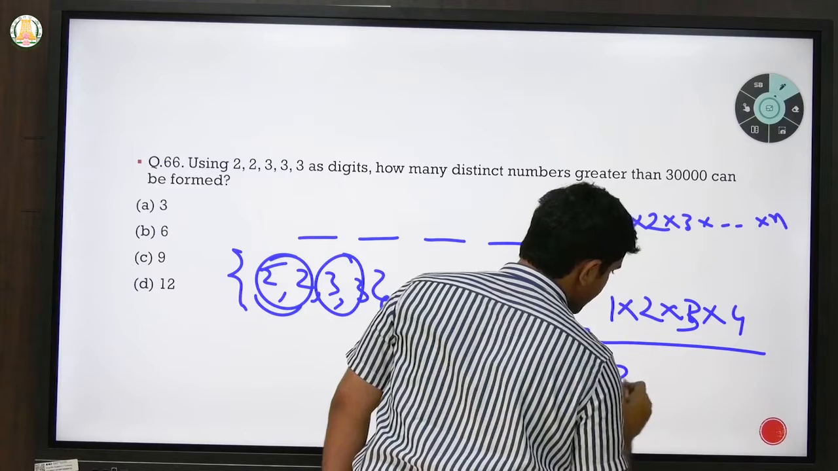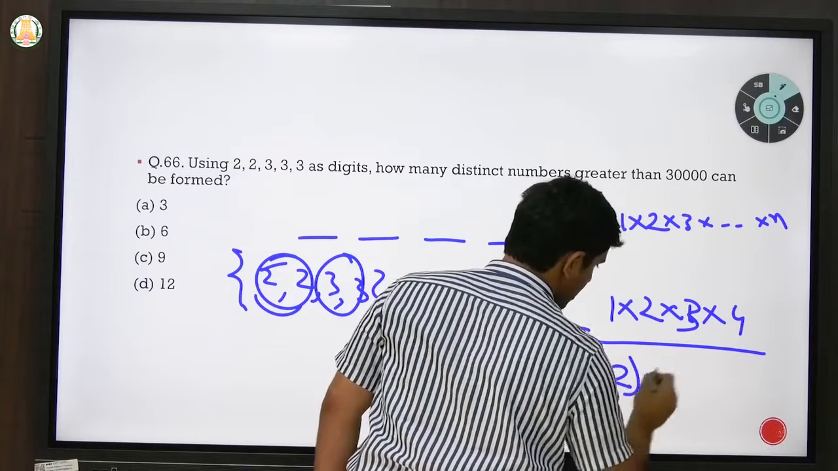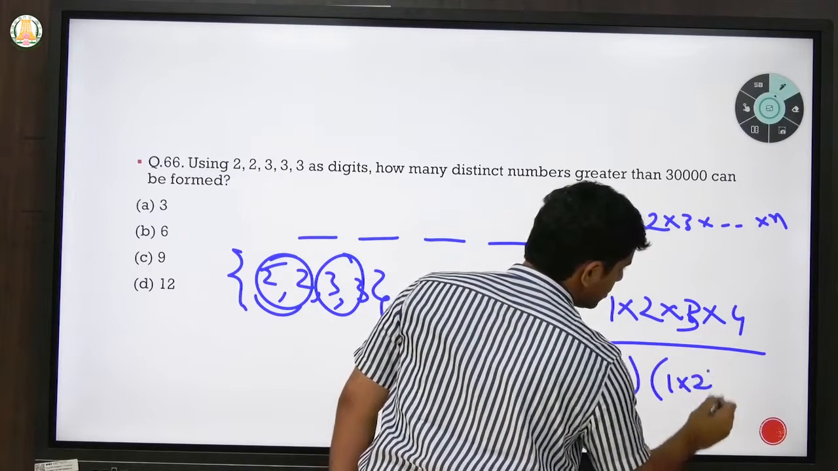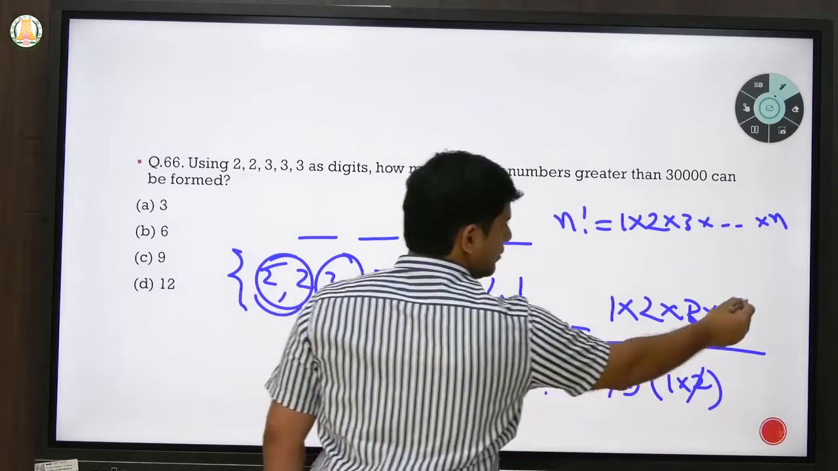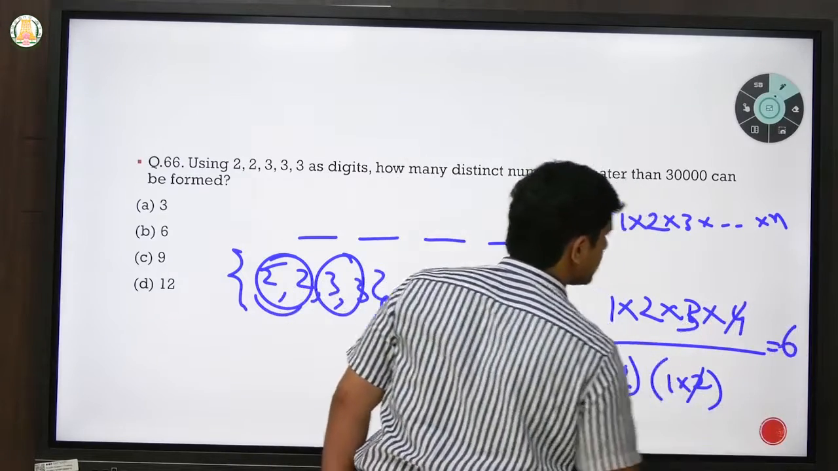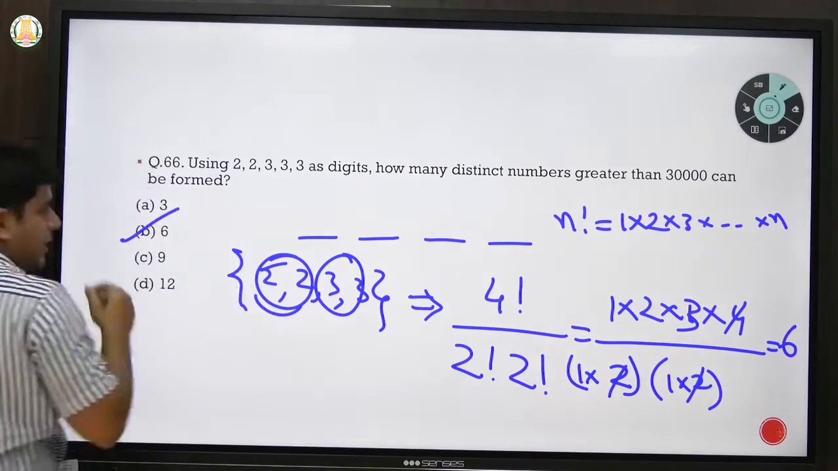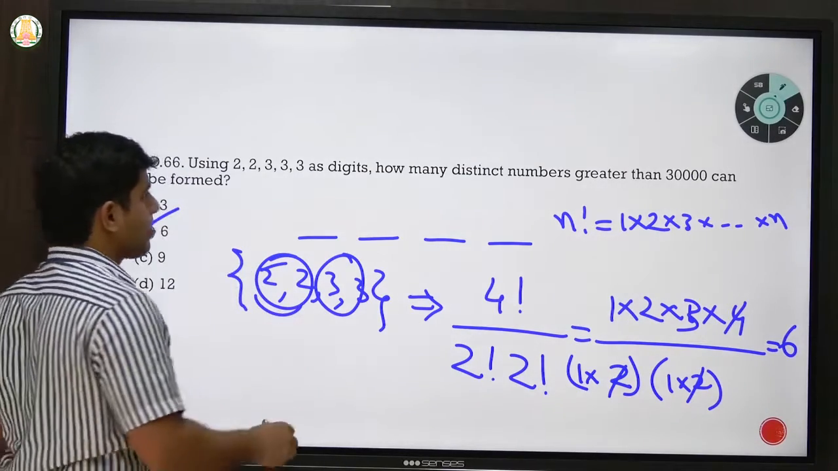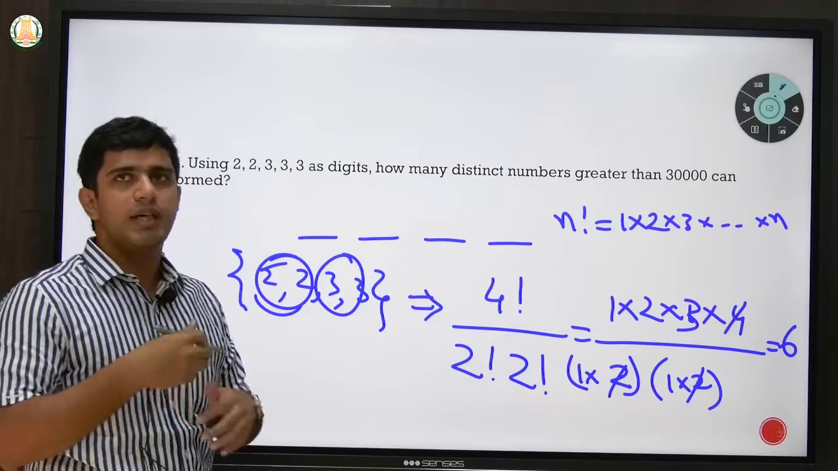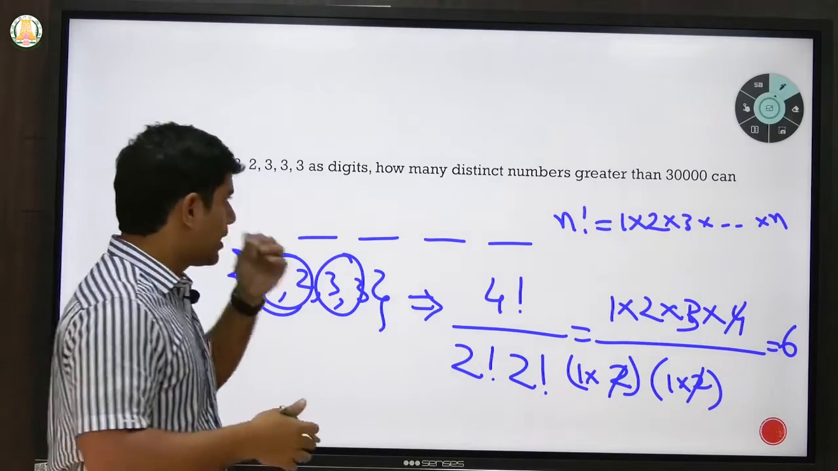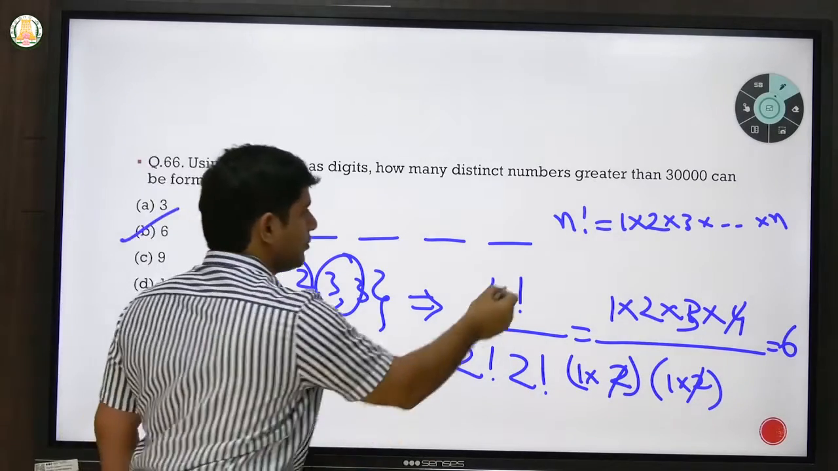By 2 factorial will be 1 into 2, into another 2 factorial will be 1 into 2. So if you cancel off, you'll get answer as 6. This is another formula. So how do you go about this formula is, let's say you are given 4 digits and you have to arrange them in different possible ways. The number of possible ways will be actually 4 factorial.